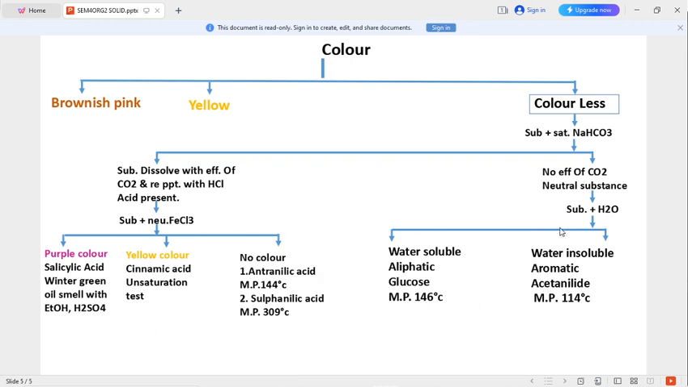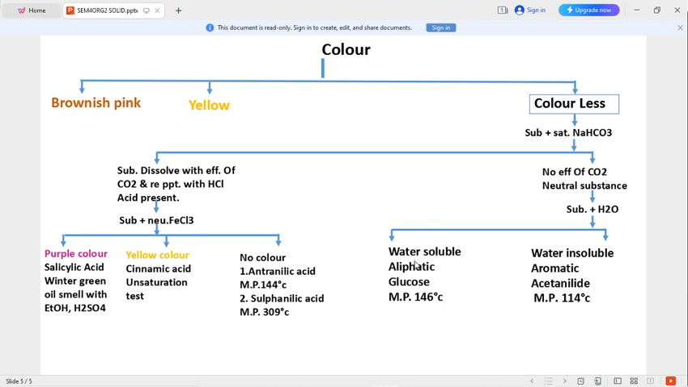To distinguish between them, first you should add a saturated solution of NaHCO3. If the substance dissolves with effervescence of carbon dioxide and is reprecipitated with HCl, it is indicating an acidic compound. And if there is no effervescence of carbon dioxide with NaHCO3, then it is a neutral compound. Let us first discuss the neutrals.